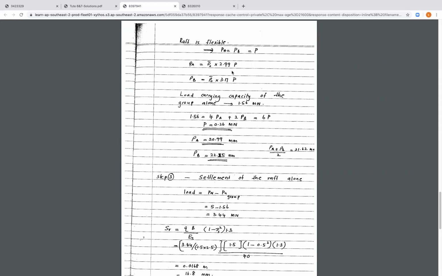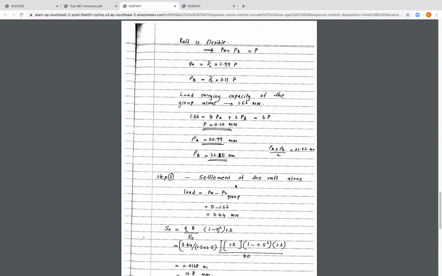1.56 equals 6P, because we're going to have here 3 equations. This is equation number 1, this is equation number 2, and this is equation number 3. We have 3 equations with 3 unknown variables, so we can solve this system of equations easily. And then we can find the settlement of pile A and the settlement of pile B. As we can see, the settlement at the center is a bit larger than the settlement on the side. Then we find the settlement of the pile group by finding the average, and that's going to be 21.62 millimeter. So that's the settlement due to the pile group.